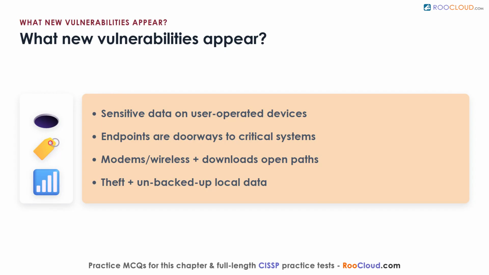Communication gear like modems and wireless adapters can open unwanted paths inside. Downloads invite malicious code. Portable devices can be physically stolen, and data living only on a client is often never backed up. Each of these is a crack a distributed design opens that a monolithic one simply did not. Picture a mansion with 100 windows instead of a single fortified door.